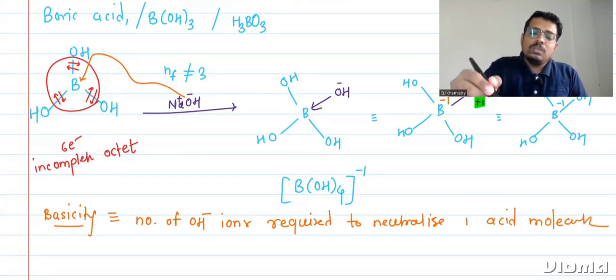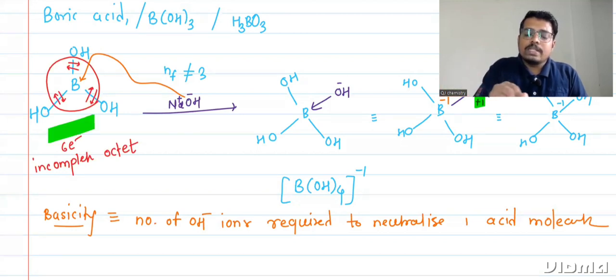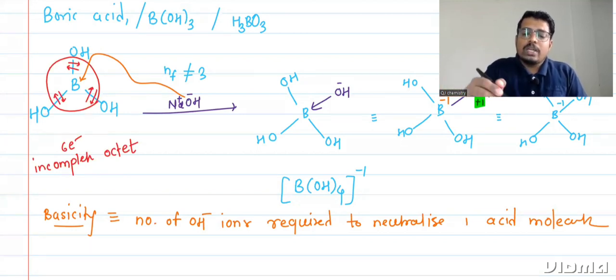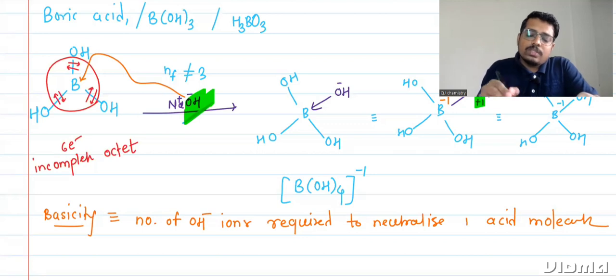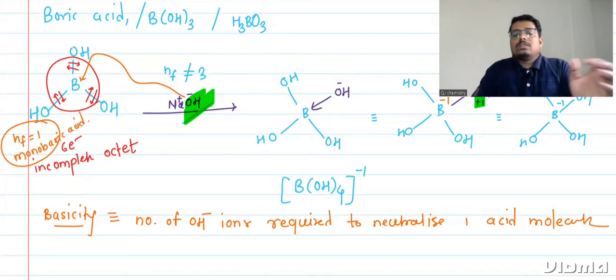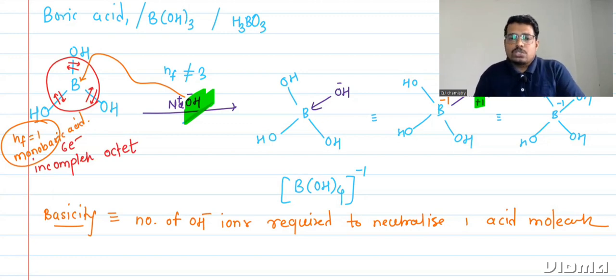So here one boric acid molecule is neutralized by only one OH minus ion. Hence the N factor of boric acid is equal to 1. It is a monobasic acid. Okay, so this is all about N factor calculation in the case of acids.